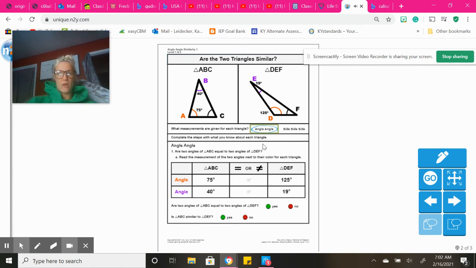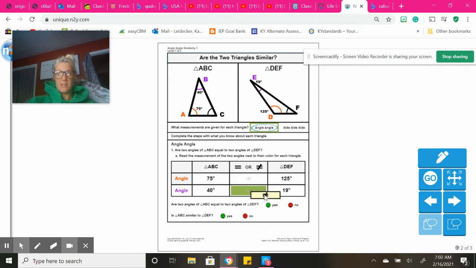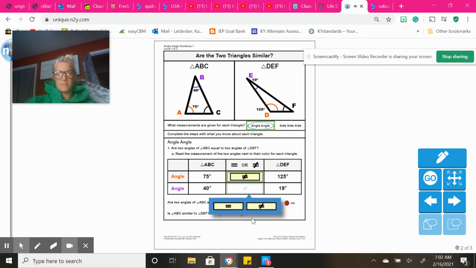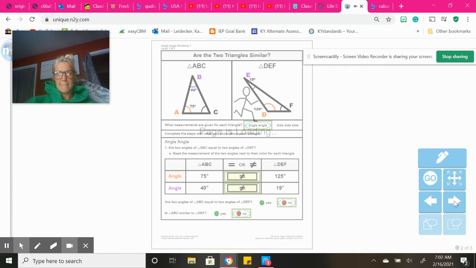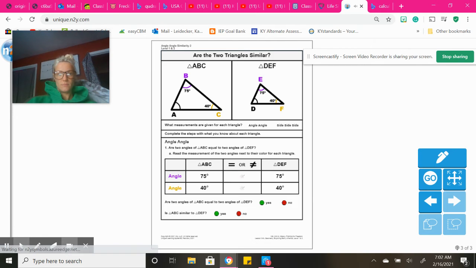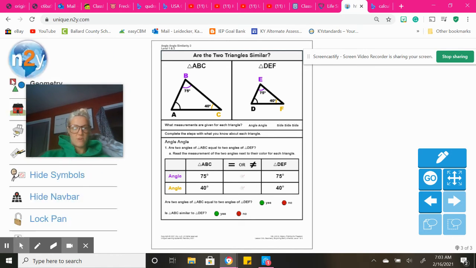Then complete the chart knowing the steps for each triangle. So do two angles of ABC equal triangle DEF? Well, no, none of them are equal. So 75 does not equal 125. 40 does not equal 19. So are they similar? No. Again, you will complete this one on your own, just like I did with you on the first one.